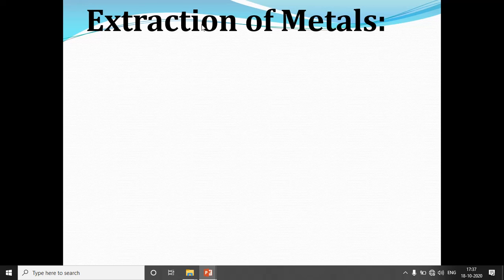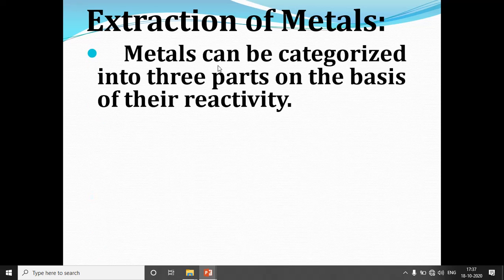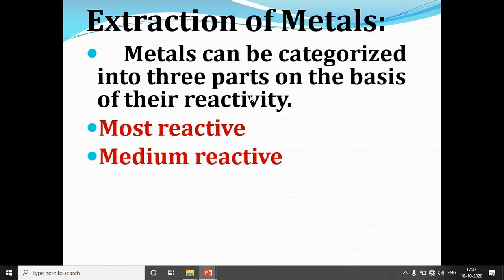Now we are going to see briefly about extraction of metals. How we can extract metals from its ore. Based on the reactivity, metals can be classified into three parts. They are most reactive, medium reactive, least reactive. Most reactive means metals which are highly reactive. Medium reactive means they will react in medium manner. Least reactive means they are very less reactive metals.